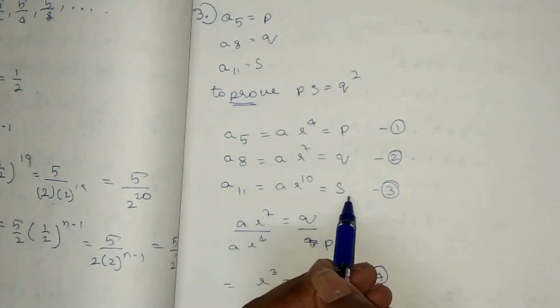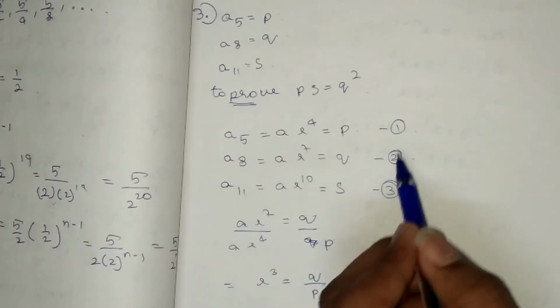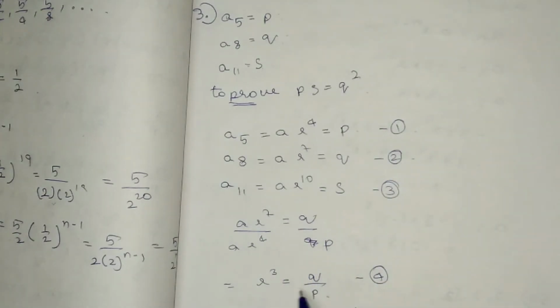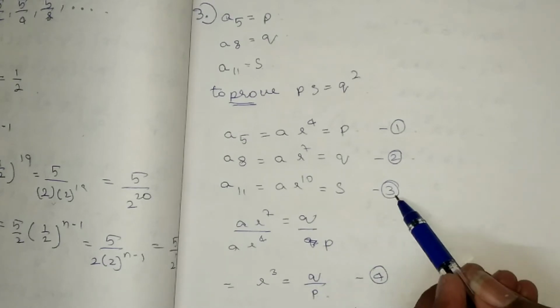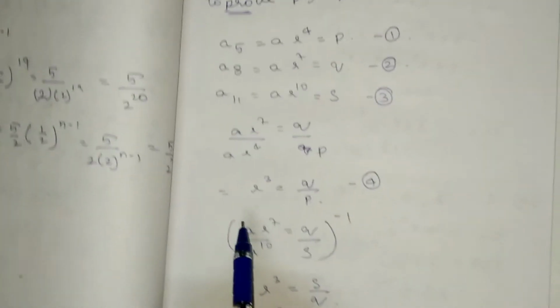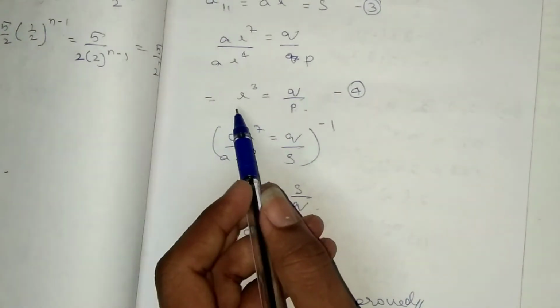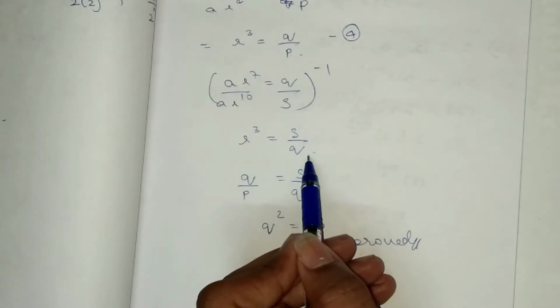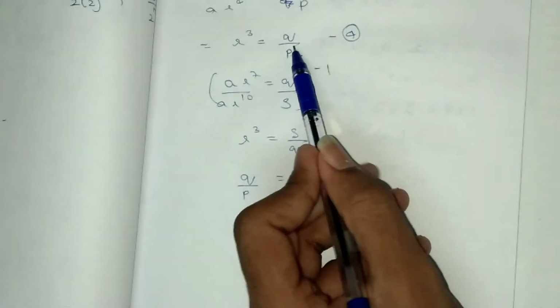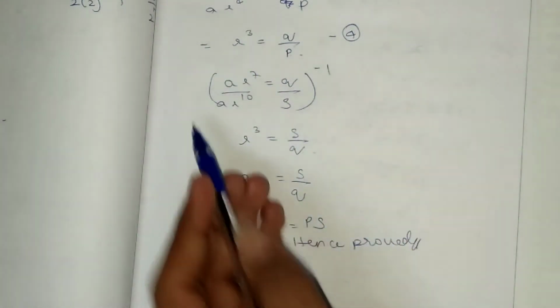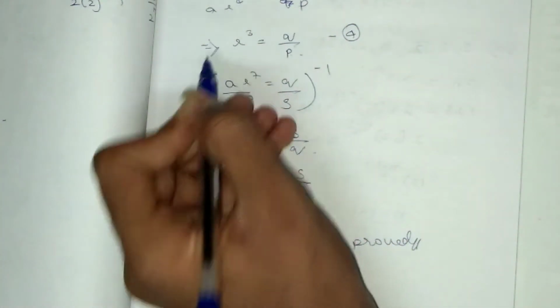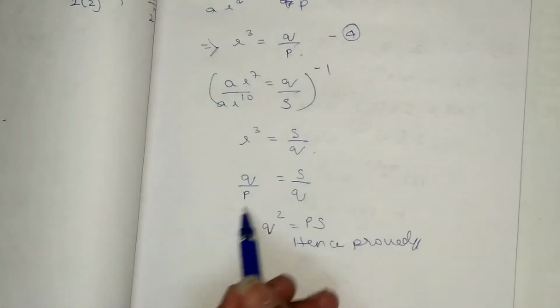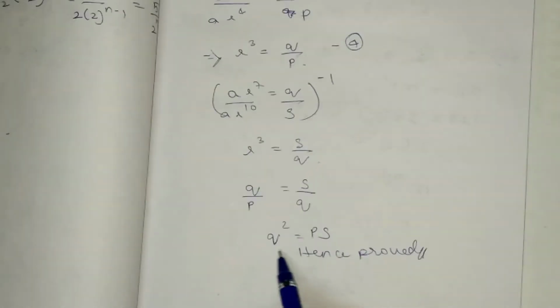Similarly, if you expand the other two terms, and if you divide the second one by the first one, you get r cube is equal to q divided by p, and if you divide the third one by the second one, you get r cube is equal to s divided by q. Now you can equate these two, because the LHS is the same for both of them. So you equate both of them, you get something like this, and if you cross multiply you get q square is equal to p into s, which is the proof they have asked us to prove.